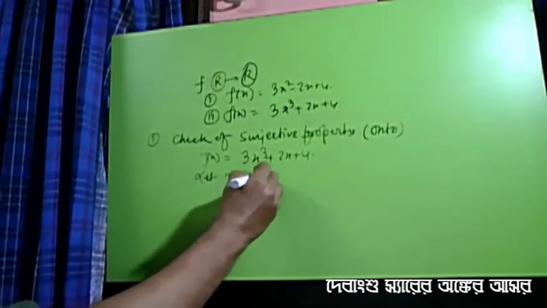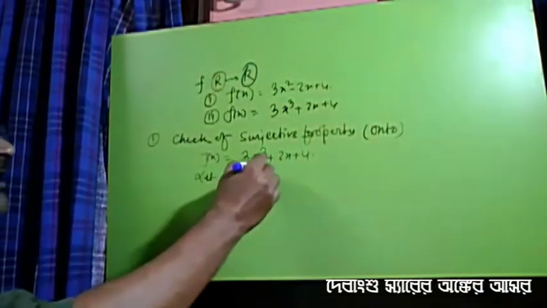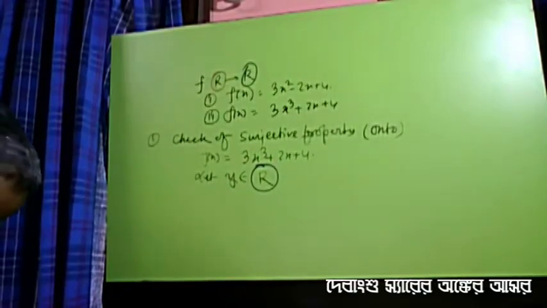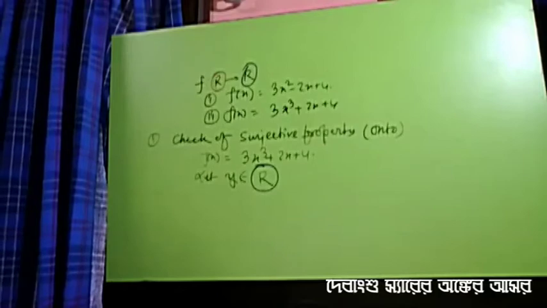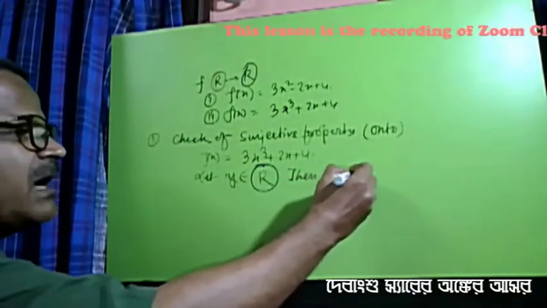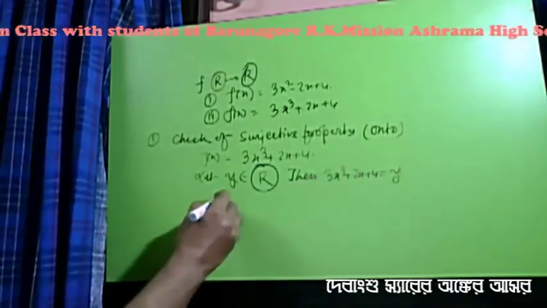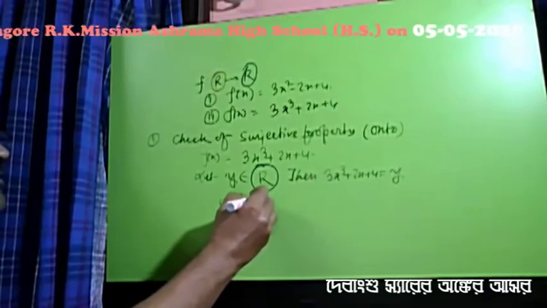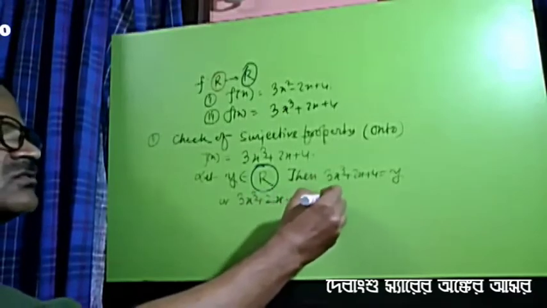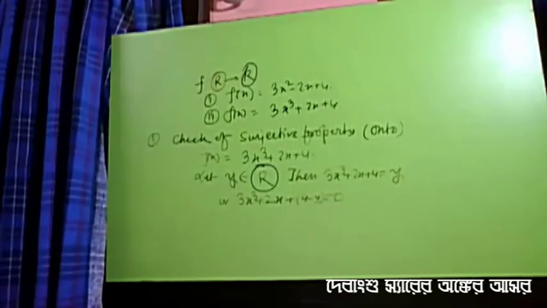Let y belongs to R, which R? Blue R. Then 3x cube plus 2x plus 4 is equal to y, or 3x cube plus 2x plus 4 minus y equal to 0. Now see, this is a cubic equation.